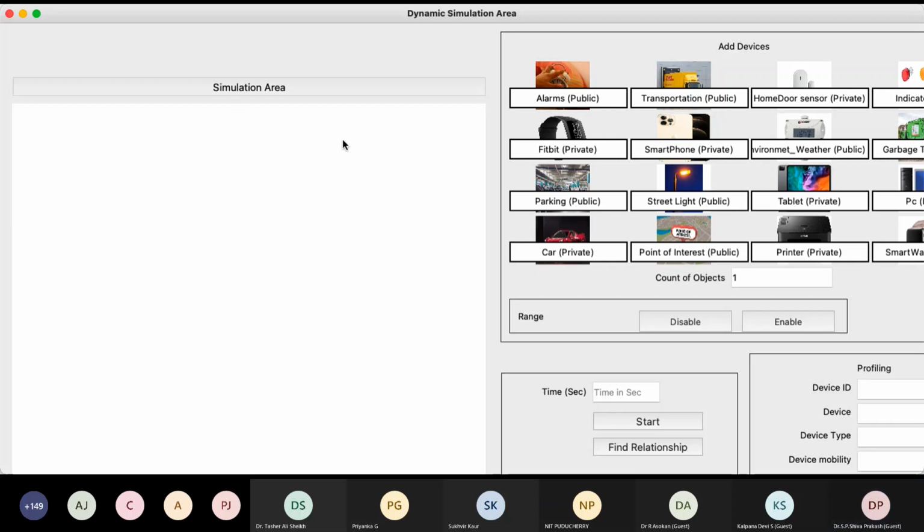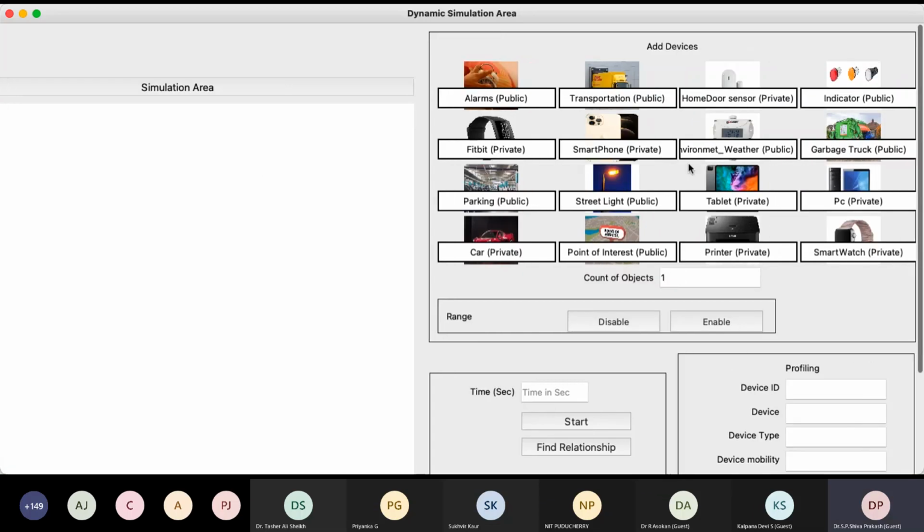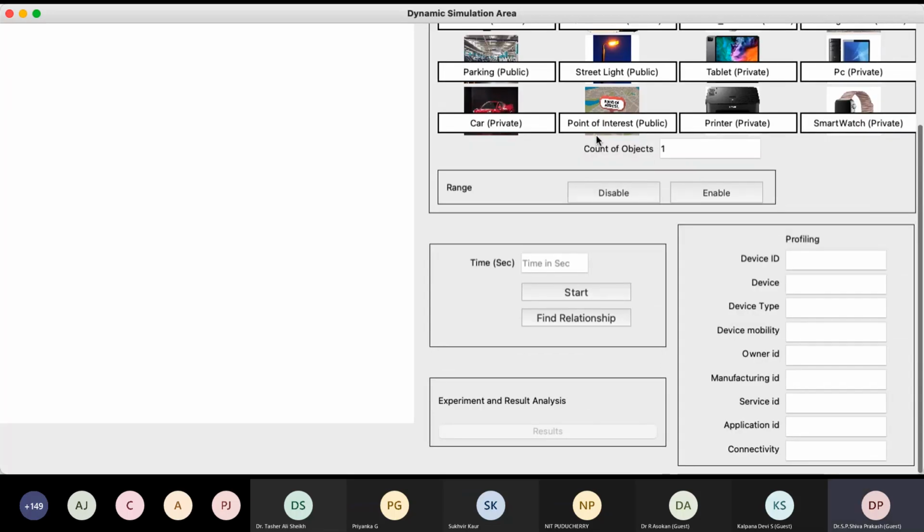This is the simulation area. Here we have different types of devices, public devices as well as private devices. And this is a very important field, the object profiling. These objects are identified through device ID, device type, device mobility, owner ID, manufacturer ID, service ID, application ID, and the type of connectivity.